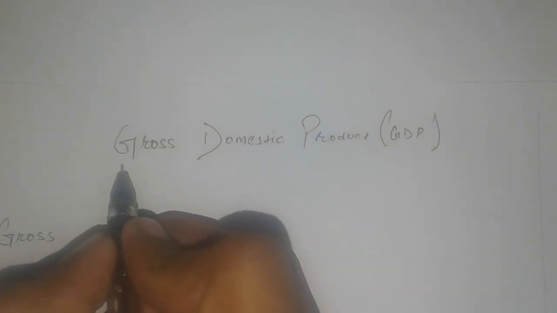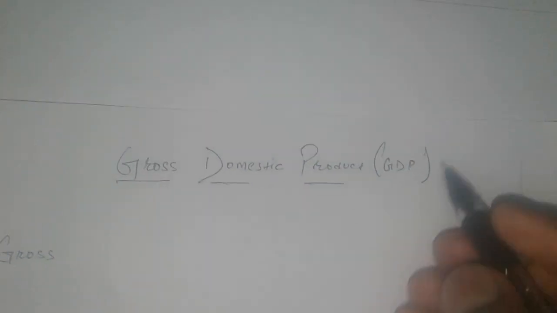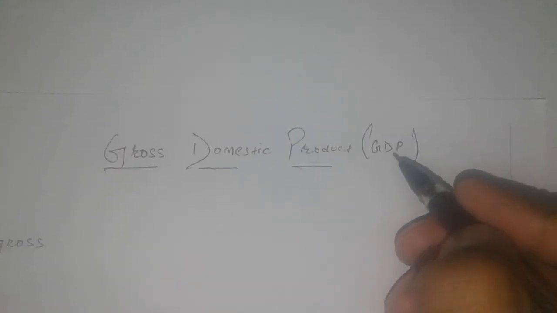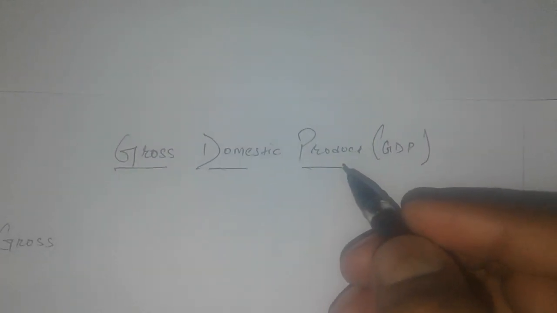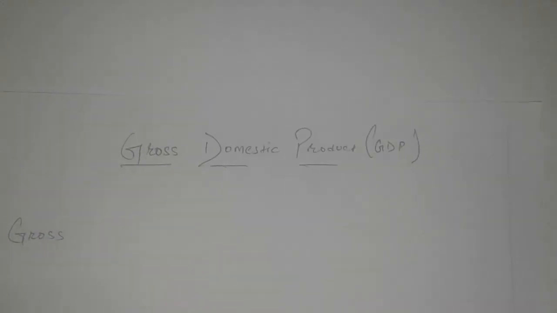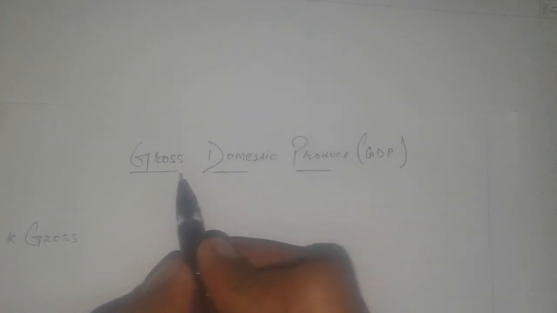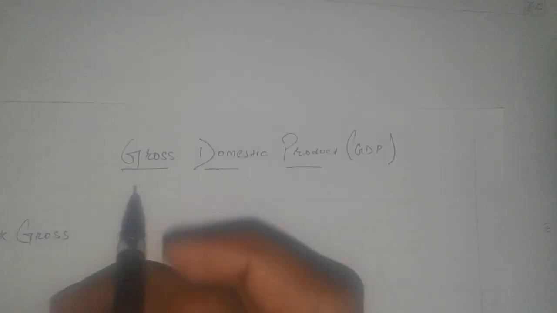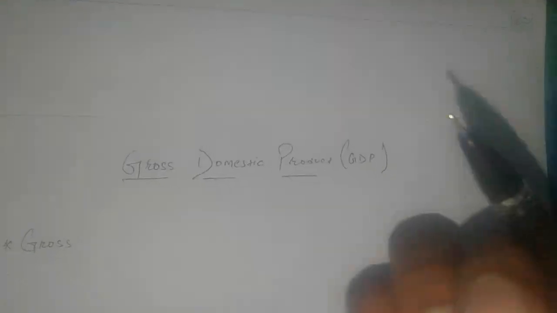Hello friends, today we are going to see gross domestic product. So what is this domestic product? In short, we write GDP as gross domestic product. Gross domestic product is nothing but the product which is generated by any particular person. In the context of any person, we could say it is the GDP of that one particular person.